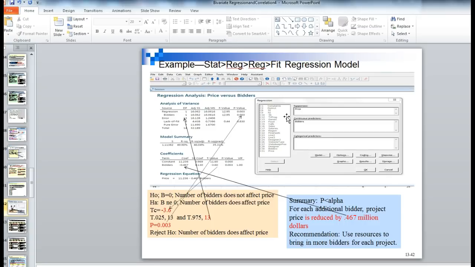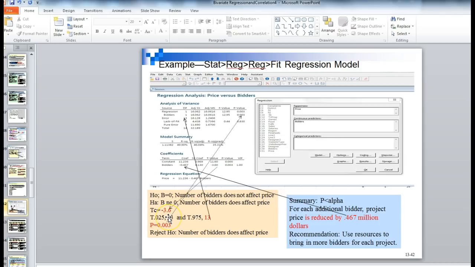So the first thing is we need to fit the regression model and then test the hypothesis, beta equal to 0. My null, beta equal to 0, would be number of bidders does not affect price. Beta not equal to 0, number of bidders does affect the price. There is a relationship between price and the number of bidders.